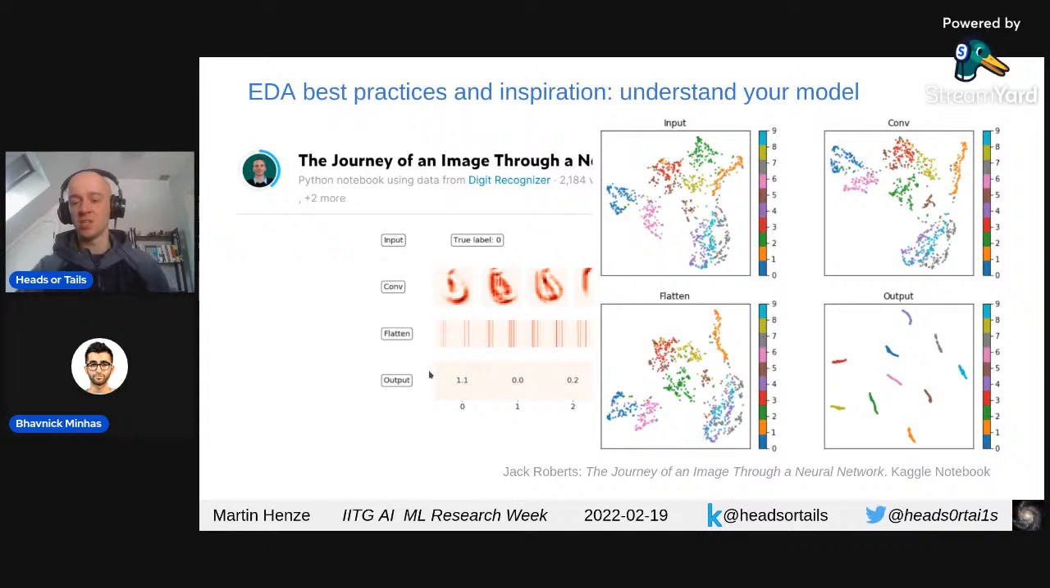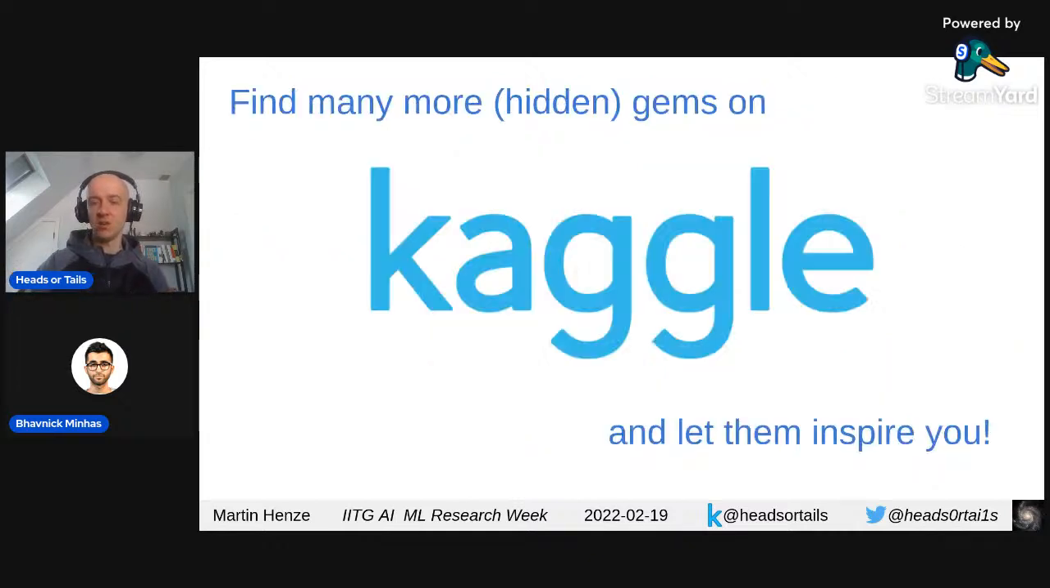And he even includes projections into the two-dimensional space from the different stages of the model, so that you can see how well the different input digits are separated at each of the stages. It's remarkable work, and it will help you a lot if you're just getting into computer vision, or even if you're more seasoned in computer vision, to give you ways to understand what's happening inside your model through data visualization. So all of these gems, hidden or not, you can find on Kaggle.